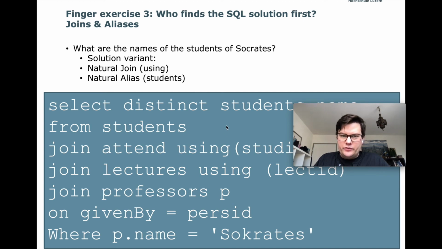Now you could do this differently. I have just chosen the table names as aliases, but you could also define your own alias here. For example, Professor's P, then P is your alias that you can use.